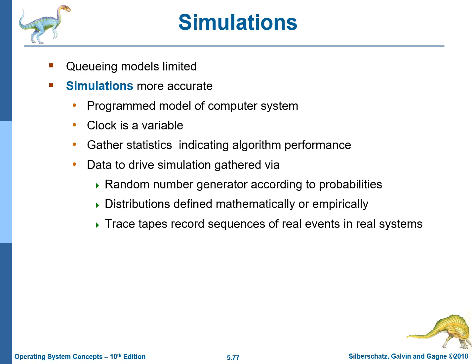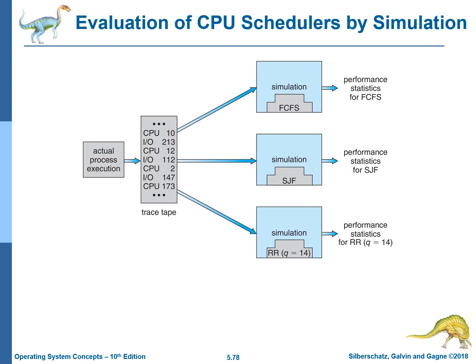Simulations. Queuing models are limited. Simulations are more accurate. It is a programmed model of a computer system. The clock is a variable, and it gathers statistics indicating algorithm performance. Data to drive the simulation is gathered via a random number generator according to probabilities, distributions defined mathematically or empirically, and trace tapes that record sequences of real events in real systems. This is an evaluation of CPU schedulers by simulation. If you don't understand, you can ask me in class, okay?